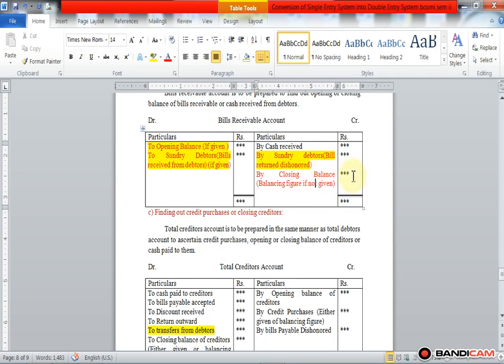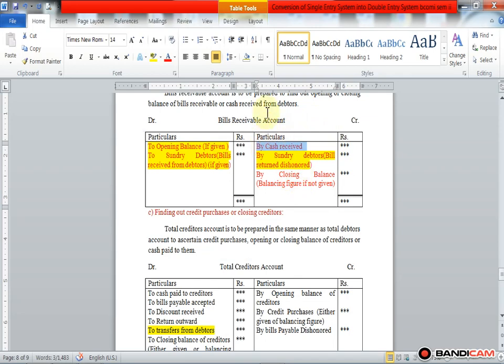If the closing balance is not given, then the closing balance of bills receivable will be found with the help of preparing the bills receivable account, as the balancing figure. Sometimes we find out the bills received during the year, that means opening and closing balances of bills receivable are given and we find the bills received from debtors during the year. As well as cash received against bills, which is given on the cash book receipt side, is also transferred to the bills receivable credit side.